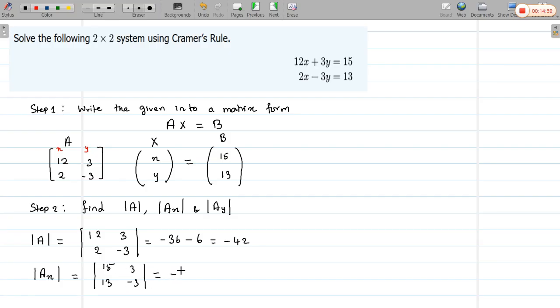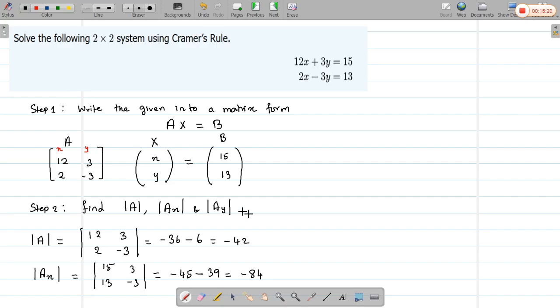Now you find out the determinant. 15 times of minus 3 is minus 45. Minus 13 times of 3 will be minus 39. So all together will give you minus 84. Any questions? Clear? Now we are left out with the last term. What is it? Finding the determinant of AY.